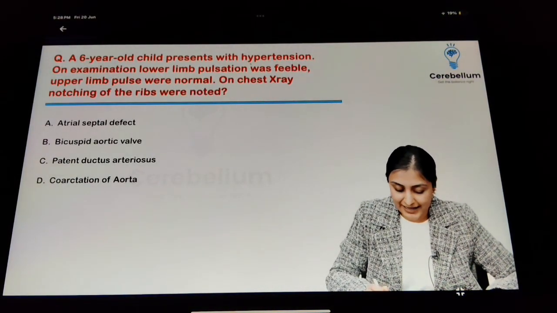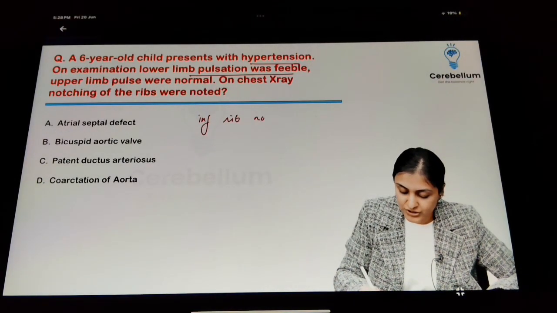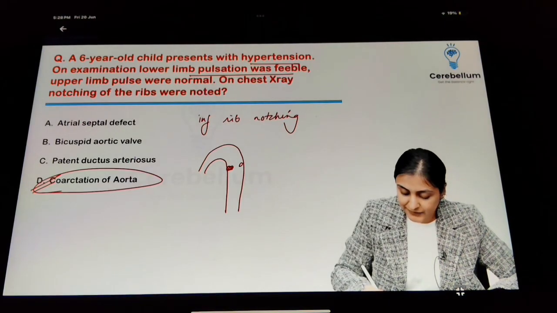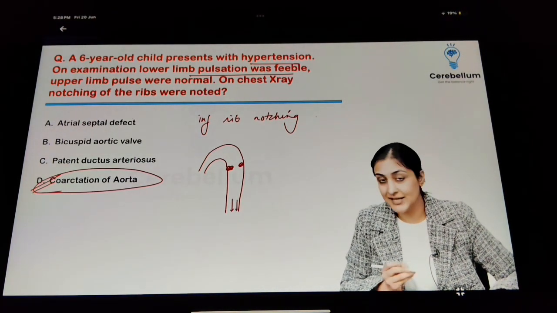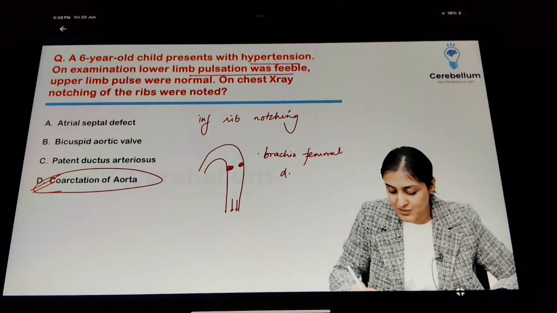A 6-year-old child presents with hypertension. Lower limb pulses feeble. Inferior rib notching. So inferior rib notching, what happens? This is coarctation of aorta. In coarctation of aorta, you have a narrowing here, just distal to the ductus arteriosus. Because of which the blood to the lower limb is compromised, and that's why there is a brachiofemoral delay. There is feeble femoral pulsation. These are your buzzwords for coarctation of aorta.